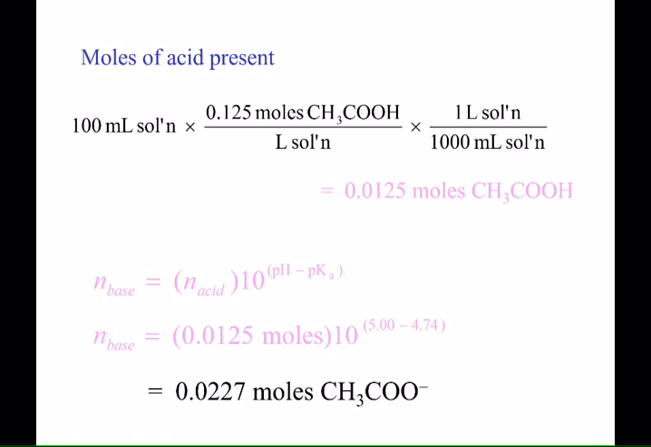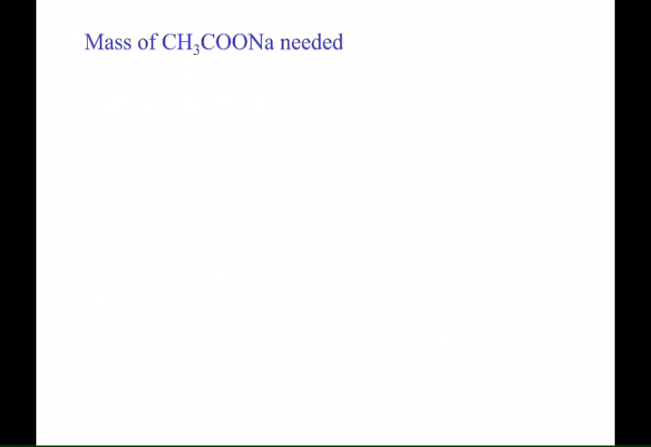But anyway, the moles of base is 0.0227 moles of, remember what your base is, that's your acetate ion, CH3COO negative 1. And we're still not done. We're close. Our question was, what is the mass of the sodium acetate we need to use in order to get this moles of acetate ion? So we're going to need the molar mass of sodium acetate, which I didn't do here. So it's a separate molar mass you're going to see coming up.